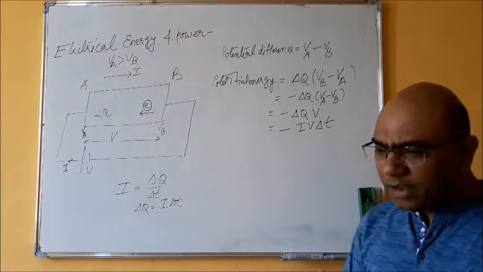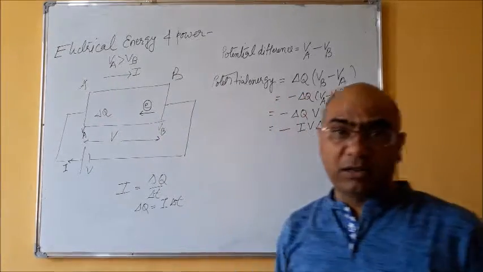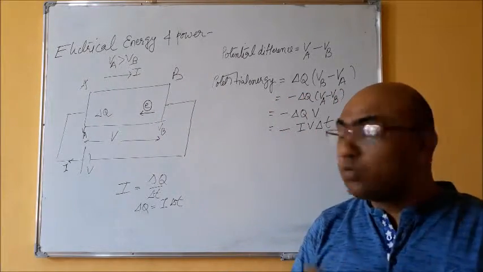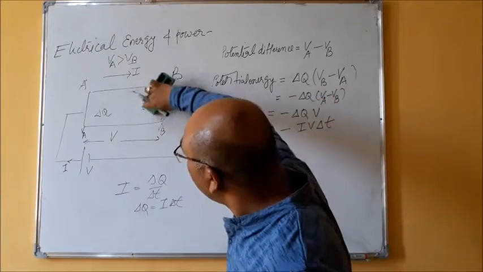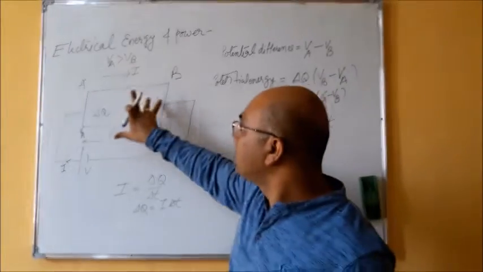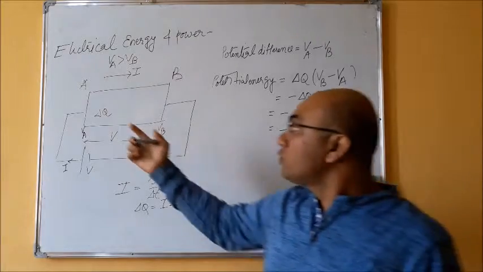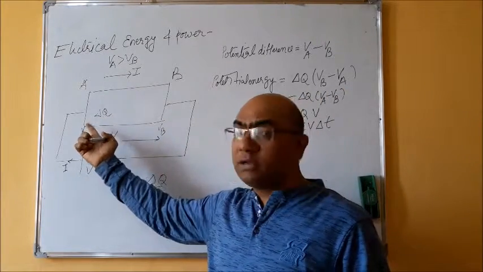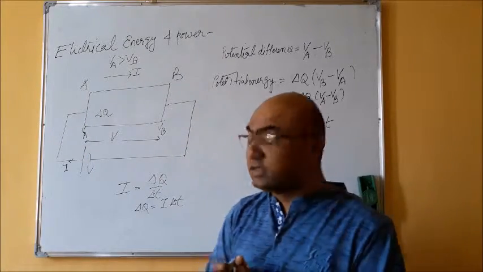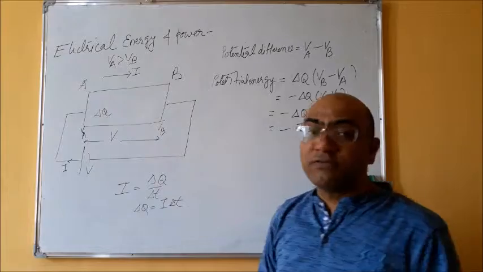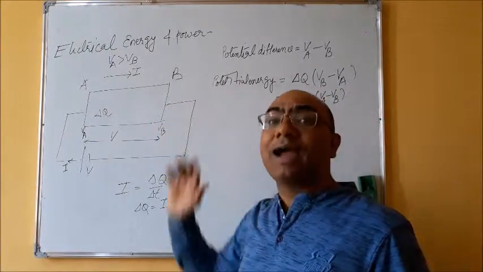Now, if I assume that there is no other charged particle and this is the only charged particle, then when it moves from surface A to surface B there will be no collision. So whatever energy this charged particle has here is in the form of potential energy. Finally, when it reaches surface B, the whole potential energy will be converted into kinetic energy.